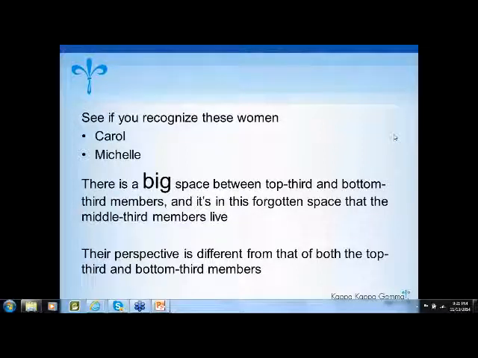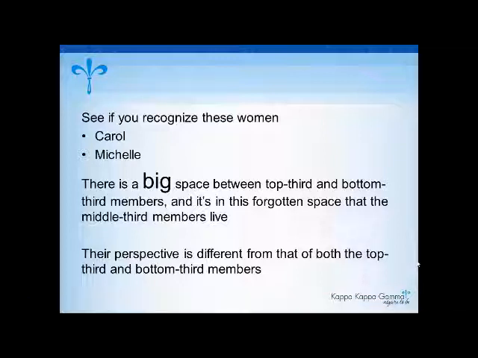So if you think about Carol and Michelle, these are two women that we can absolutely relate with and have worked with in some capacity, or potentially have been us at some point. So there's a big space between the top third and the bottom third members, and it's in this forgotten space the middle third members live. Their perspective is way different from that of both the top third and the bottom third.